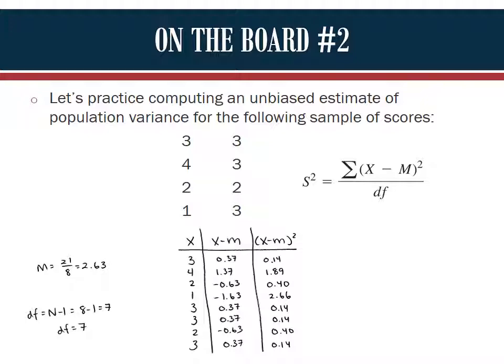Once you've got that down, you've got all of your squared deviations in that third column there, then you're ready to add them all up. When you add all of these up, our sum of squared deviations is 5.91. And then you're ready to plug everything into that equation there. So you put your sum of squared deviations on top there, so you put 5.91 on top, divided by degrees of freedom, which we determined was 7. So 5.91 divided by 7 is about 0.84. And voila, that is our unbiased estimate of population variance.